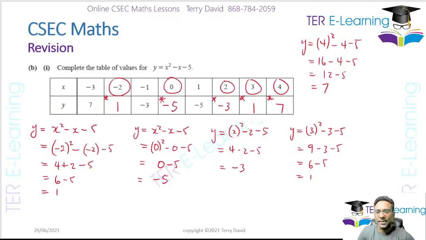Now this particular question is not a CXC question, right? But CXC will typically have maybe 2 or 3 values max that you need to work out, and it will only give you a mark for each one, right? A mark for each one.